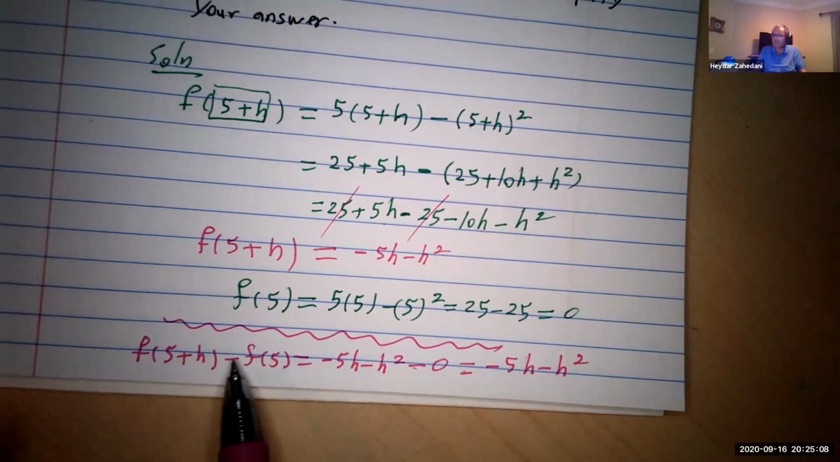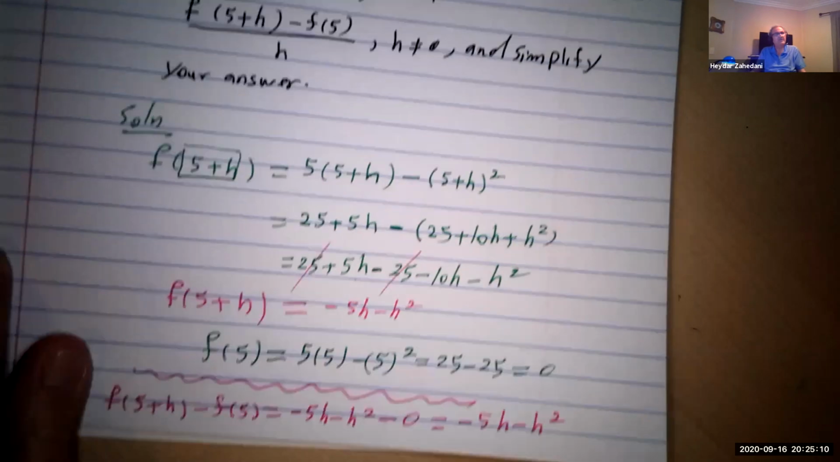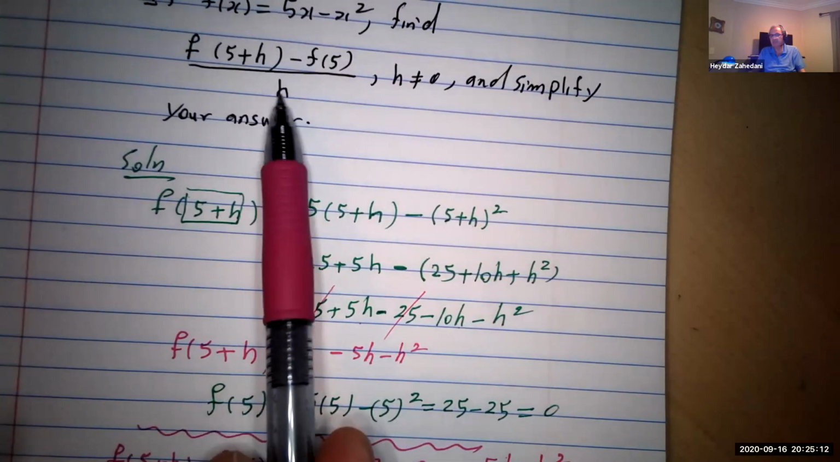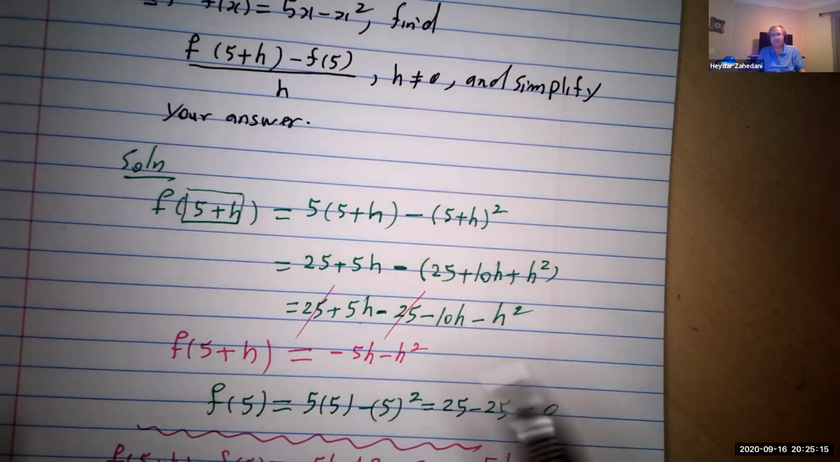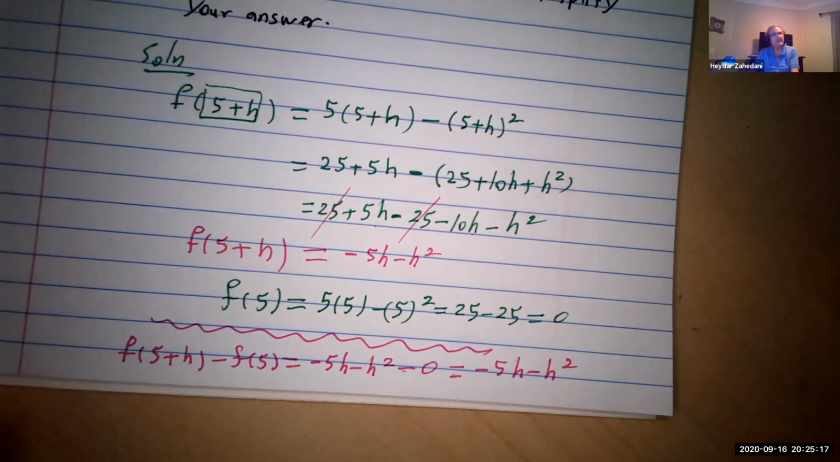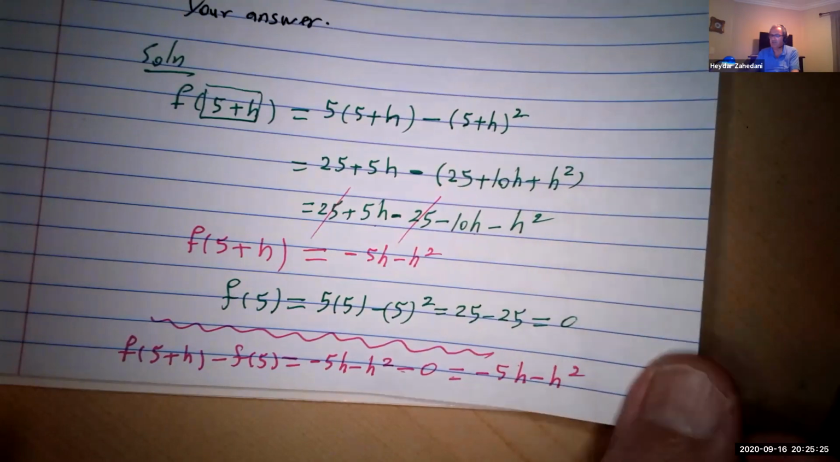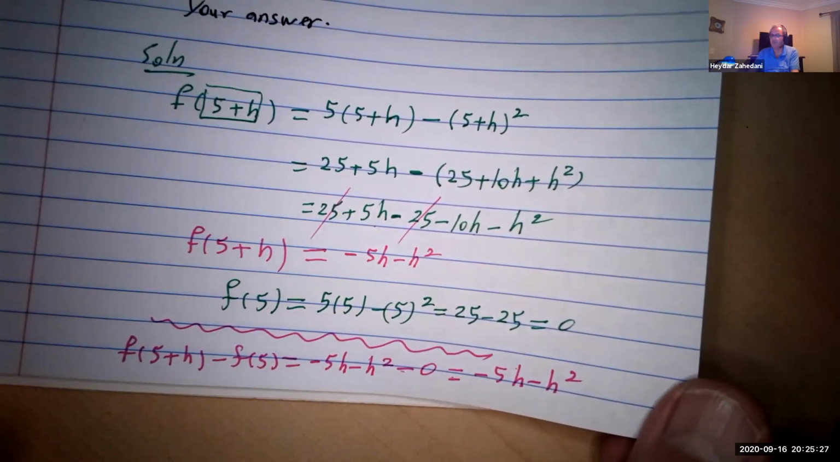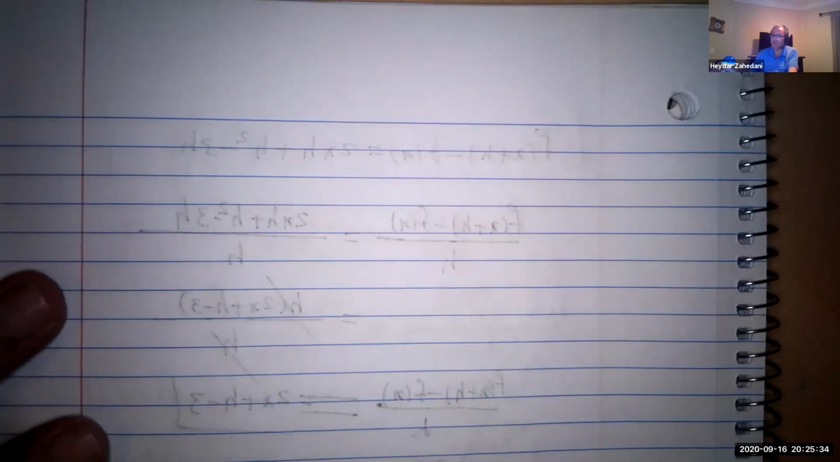Okay, so this is just the top of the fraction, top of the quotient. So you divide by h, and simplify it. So we get f of 5 plus h minus f of 5, that gives us negative 5h minus h squared. Divide by h, and then simplify, and you're done. So this is what you have. You can write all of them at once, and some people do, but I prefer this one.